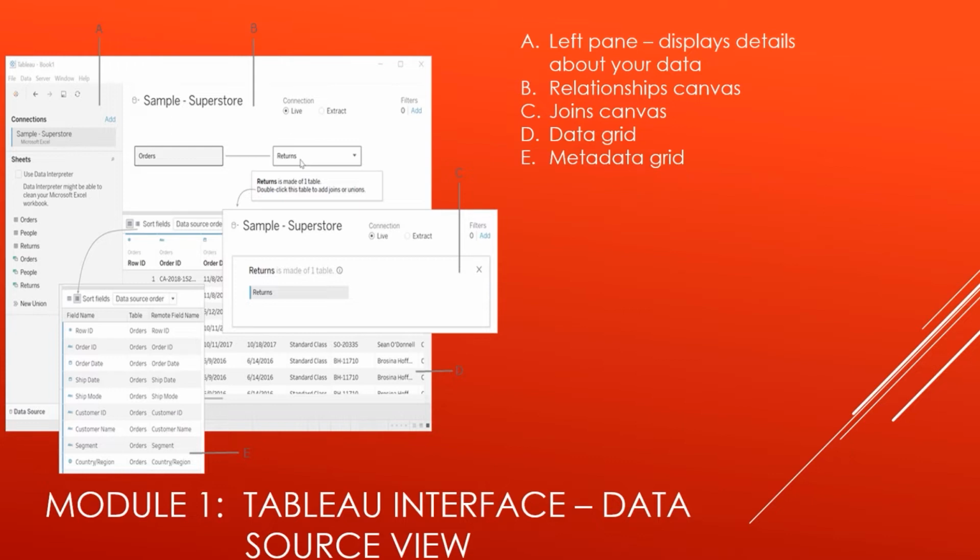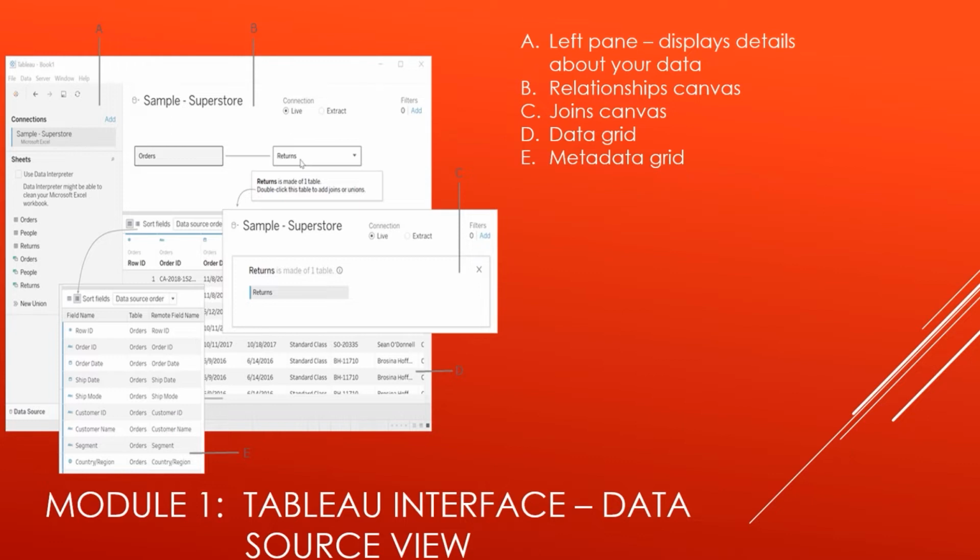And then in the upper center, where it says Sample Superstore in big letters, that is known as the relationships canvas. And you'll see that there is a relationship between the orders and the returns table in that Sample Superstore file. And the line between those two table panes is known as a noodle.